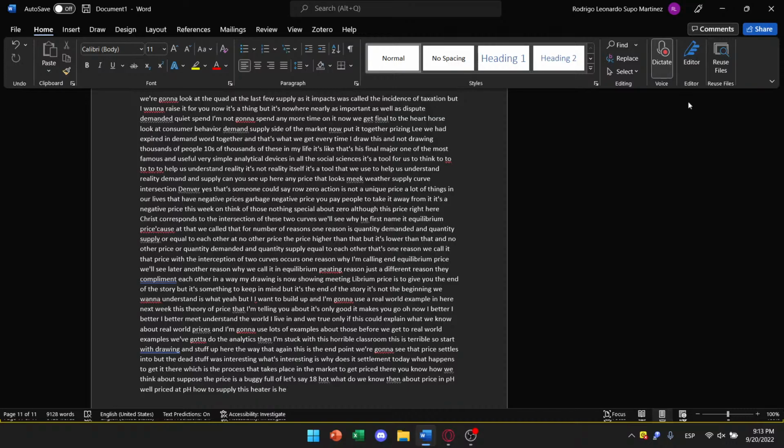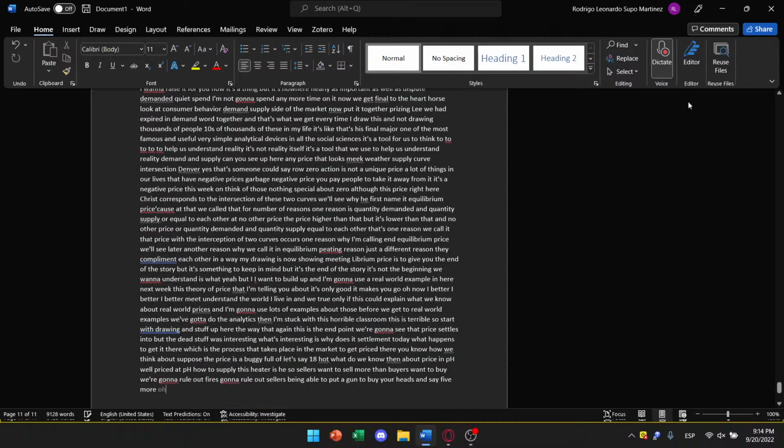So sellers want to sell more than buyers want to buy. We're going to rule out violence. We're going to rule out sellers being able to put a gun to buyers' heads and say, buy more. All activity here is going to be voluntary, consensual.